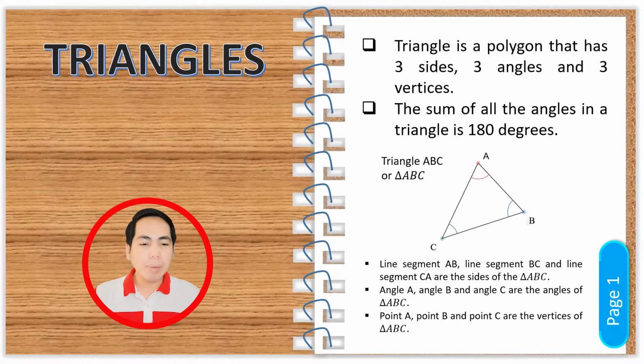So let us have this example. We have triangle ABC, or in symbol, a small triangle, then ABC. The line segment AB, line segment BC, and line segment CA are the sides of triangle ABC. Angle A, angle B, and angle C are the angles of triangle ABC, while point A, point B, and point C are the vertices of triangle ABC.